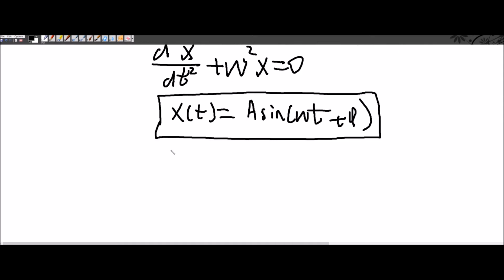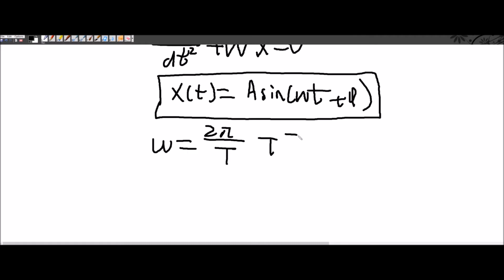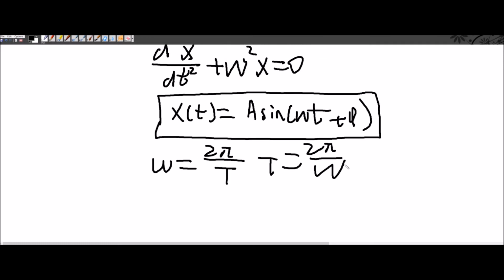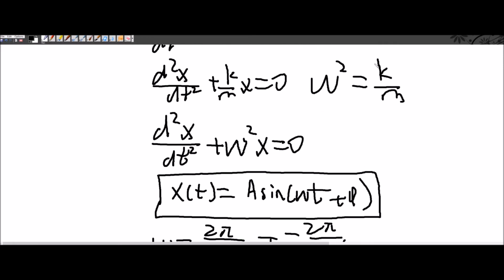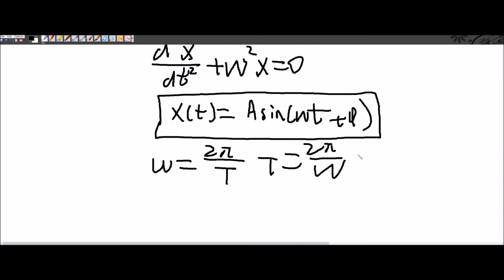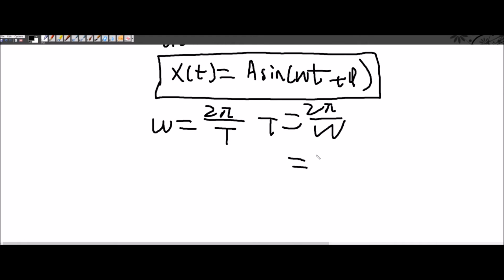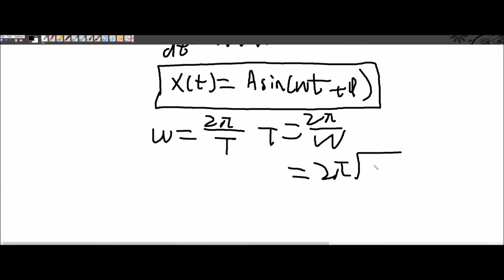So also know omega is the angular frequency, right? So we know angular frequency is just 2 pi over period. So rearranging this, we get T is equal to 2 pi over omega, which is effectively, we know omega squared is k over m, right? So dividing by omega, you get the period is just 2 pi square root, you flip these, m over k. And this is the period of a spring.